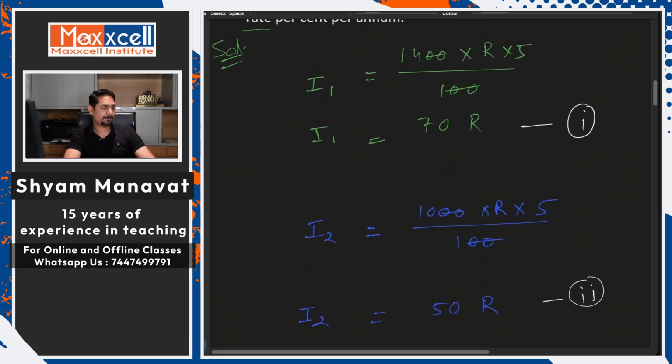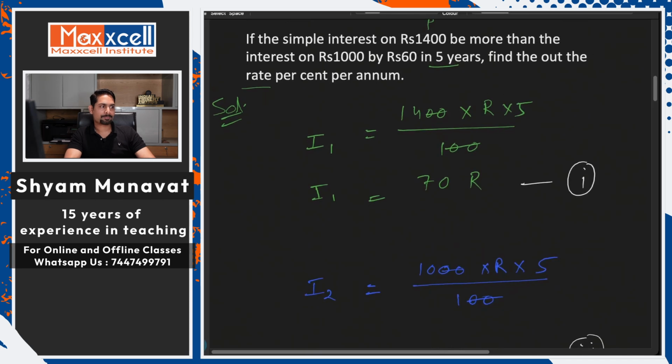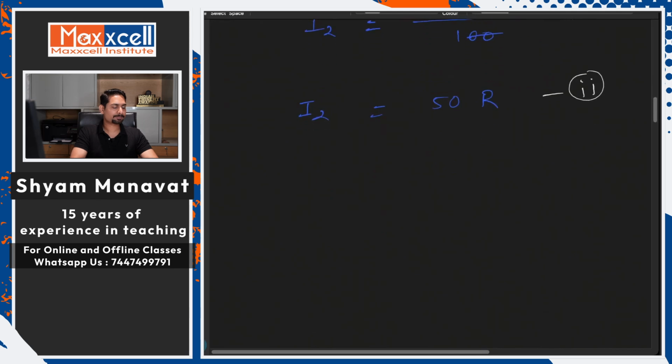Now, do you understand in the question that this I1, the interest in the first case, is more than the interest in the second case by 60? So more or less doesn't matter, we will say difference of this. I1 is more, so we will say I1 minus I2 is equal to 60. Right. Correct.